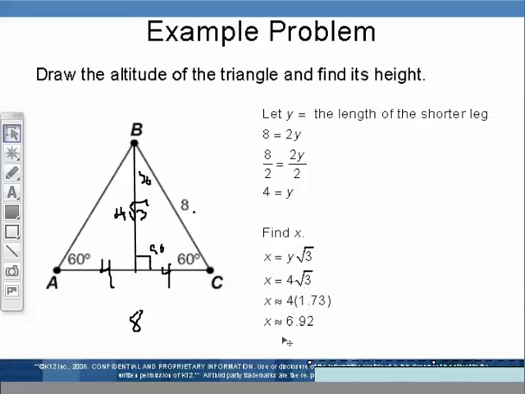But what we were trying to find here was the height, and that's what we found, 4 square roots of 3. That's what it says right here. Got to have a pointer. 4 square roots of 3. And they just multiplied it out to get that number.